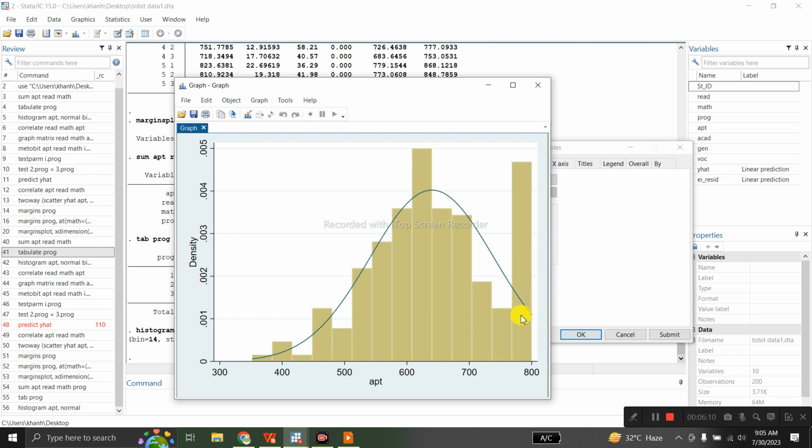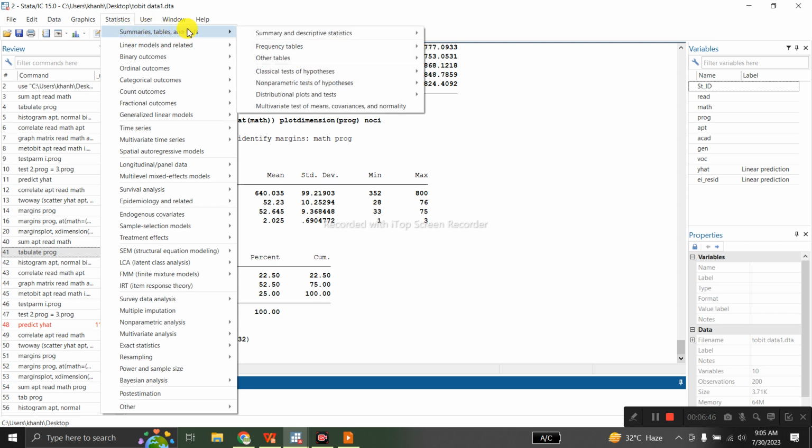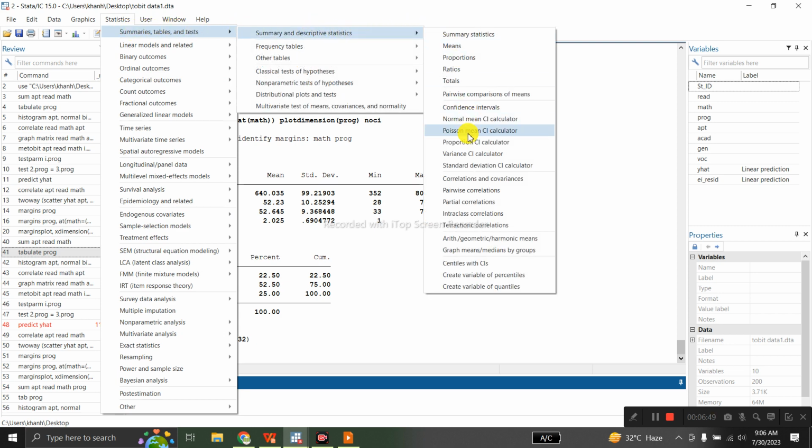Now we can note that there are a large number of cases between the scores of 750 and 800, but the normal plot would expect otherwise. So there is censoring from above in this histogram. After this, I'll correlate reading, math score, and aptitude. So I'll go to this, and after this I'll go to correlation.